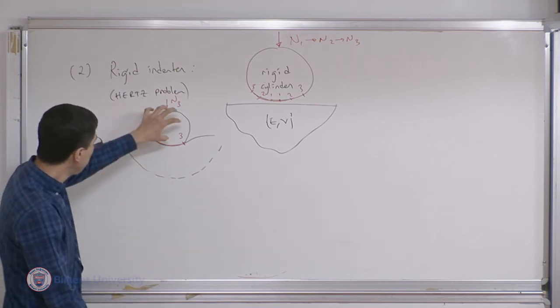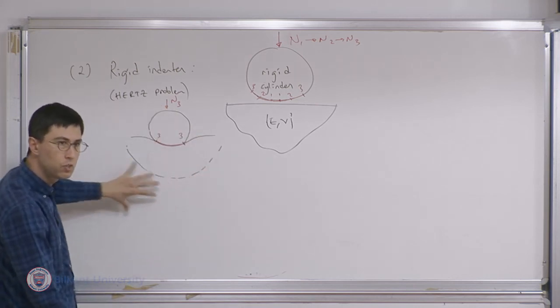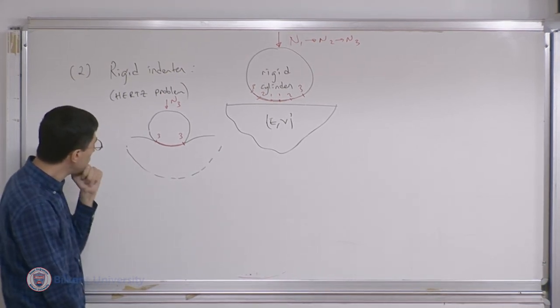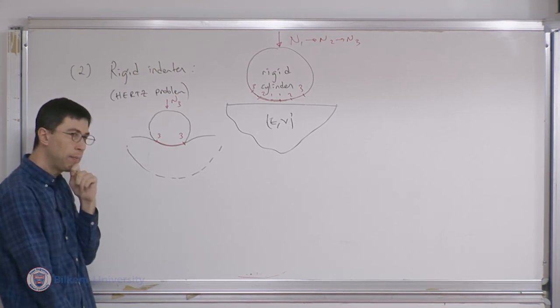The cylinder itself is not deforming. It is the space, the deformable elastic body that is deforming, right? Now, this is a strange scenario. Now, we can immediately make some observations.